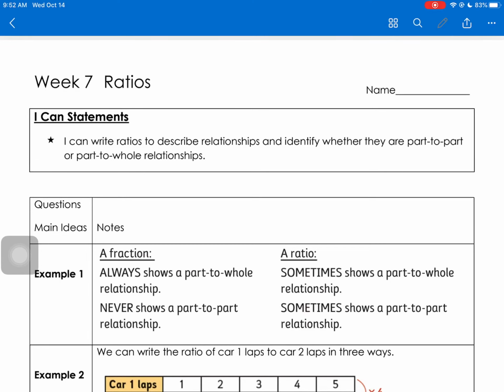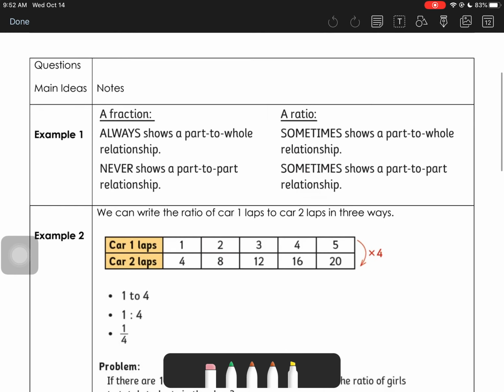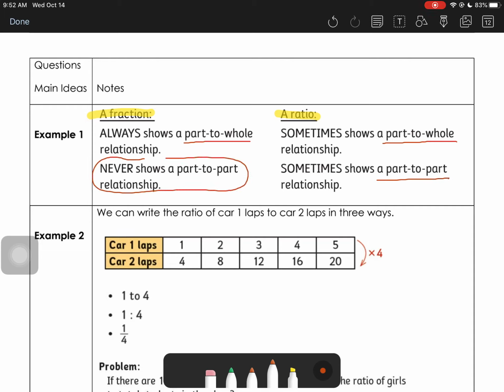In this lesson, we're going to be working on ratios. So if you take a look at example number 1, we're going to discuss the difference and the similarities between a fraction and a ratio. A fraction is always going to show us a part to a whole. In a ratio, sometimes it's a part to whole and sometimes it's a part to a part. A fraction never does a part to a part.